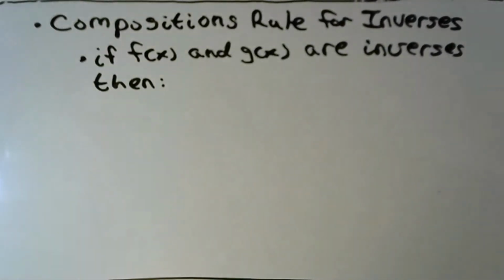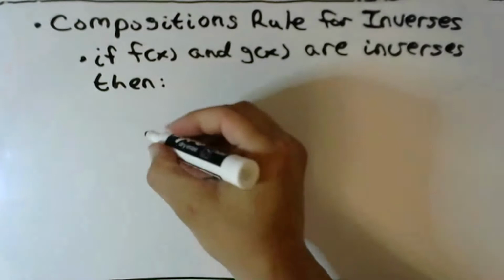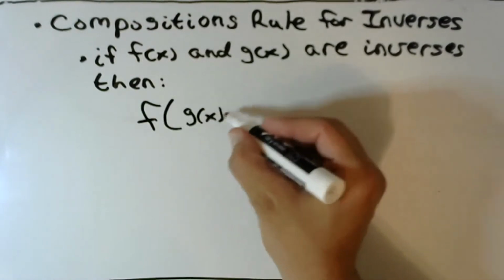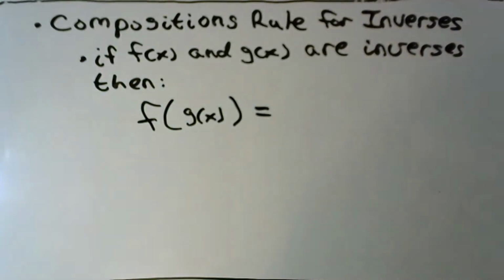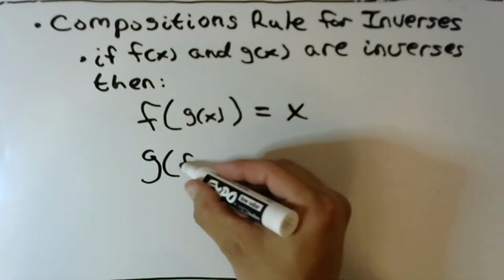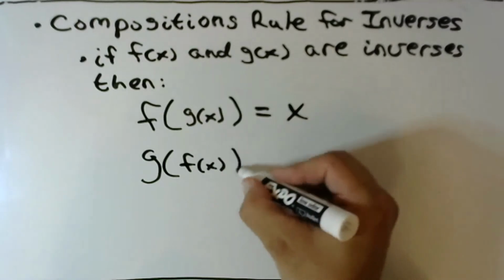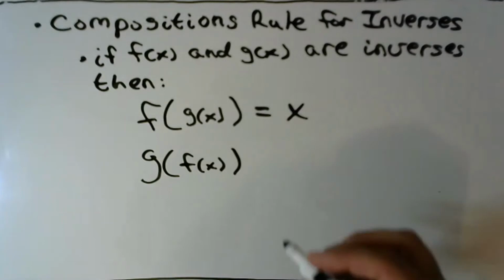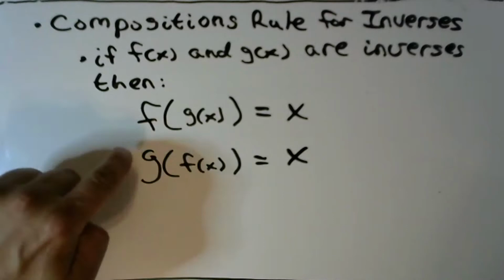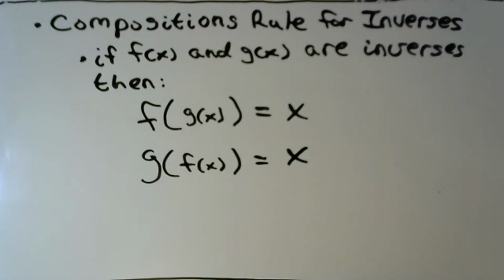So this is actually true if the following is correct. If f of g of x, in other words, wherever we see an x in the function f, replace it with g of x, you just get x. This also has to be true if x in g of x is replaced with the function f of x. Well, again, you get x. And both of these have to be true, not just one or the other.